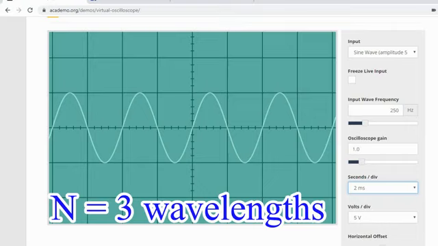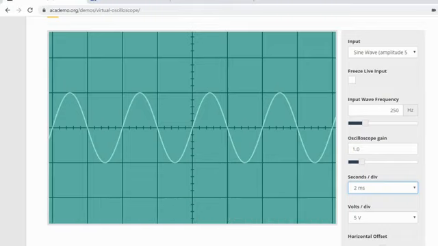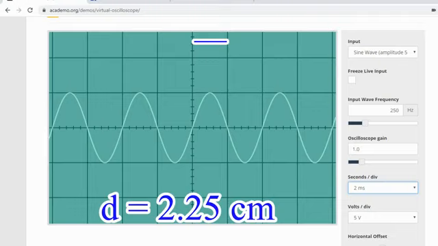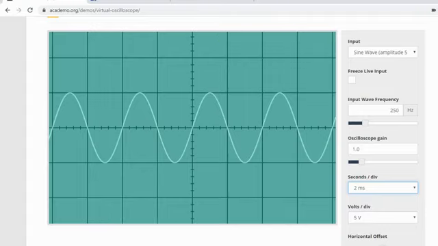Now that there are 3 wavelengths, we're going to make that equal to capital N. So capital N, the number of waves, is going to be equal to 3. Now we're going to measure the distance across a square, just a single square. If I do that with my ruler, I measure that to be 2.25 centimeters. So I'm going to call the distance across one of these squares little d, for little distance. And that's going to be related to the seconds.